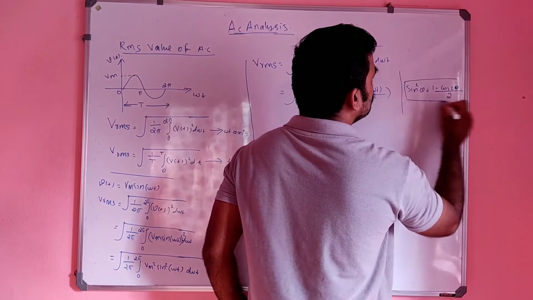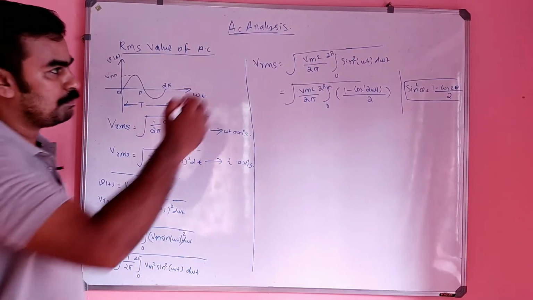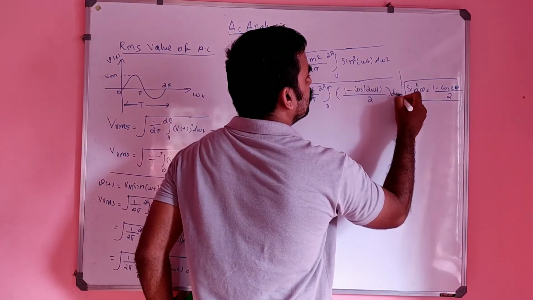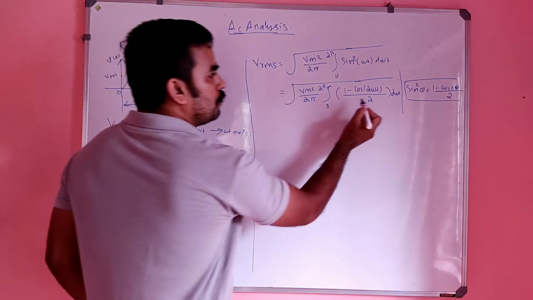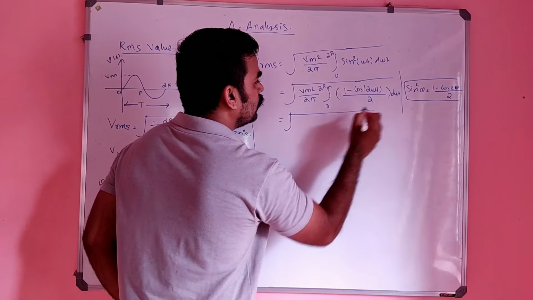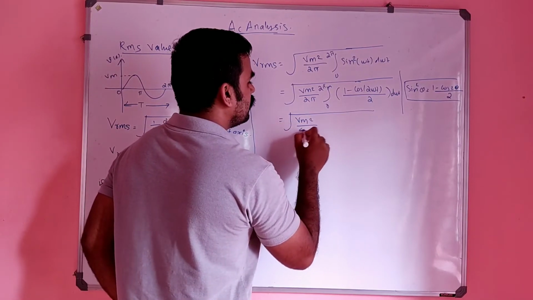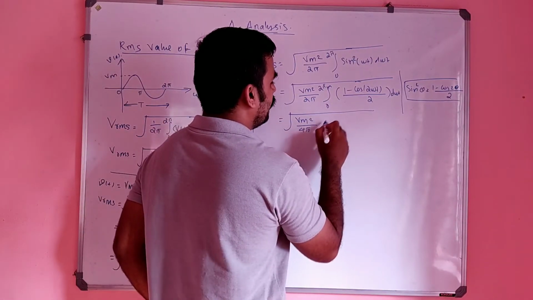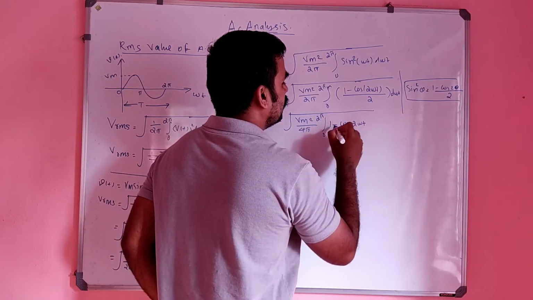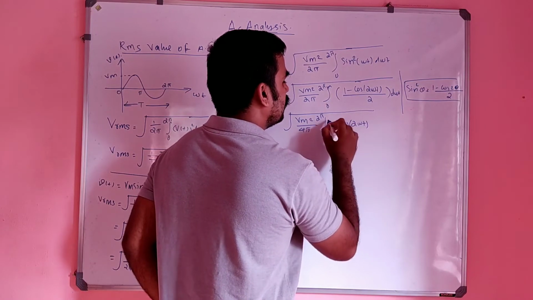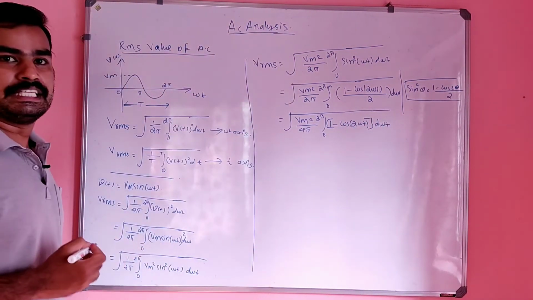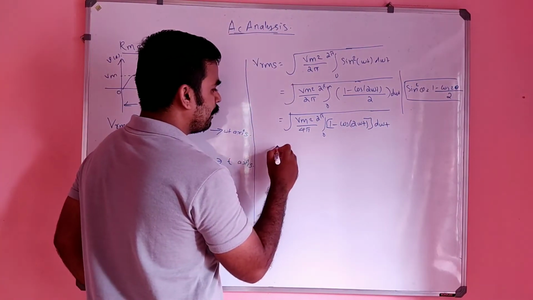So this is our equation, and that is applied here. So you have d omega t. Now 2 is also constant, so it can also be taken outside. So it will become root of Vm square divided by 4 pi, Vm square divided by 4 pi integral 0 to 2 pi 1 minus cos 2 omega t d omega t. So this is the integration factor.